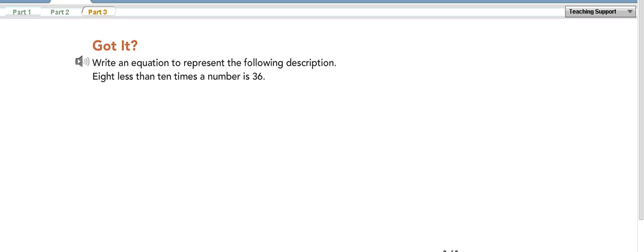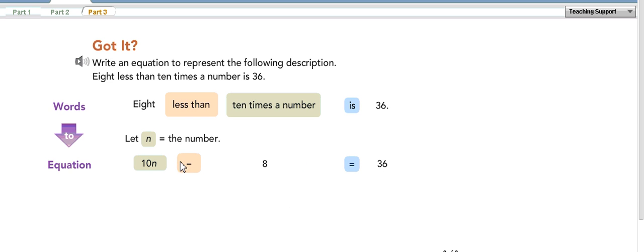Let's see the solution. That's correct. 8 less than 10 times a number is 36. Remember, using your words to your equation to help you, let n equal the number. So 10n, 10 times a number, minus 8 equals 36. Okay, so let's go to the close and check.